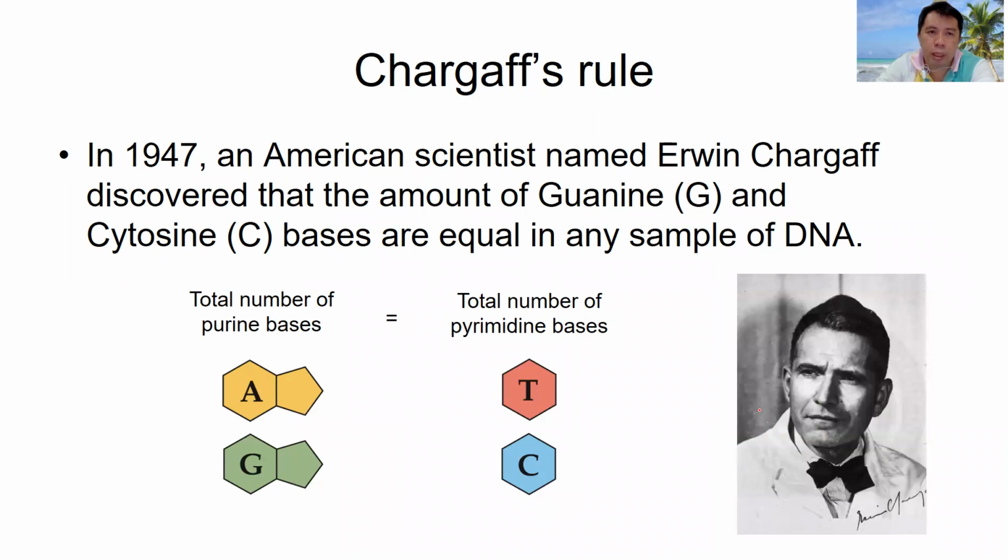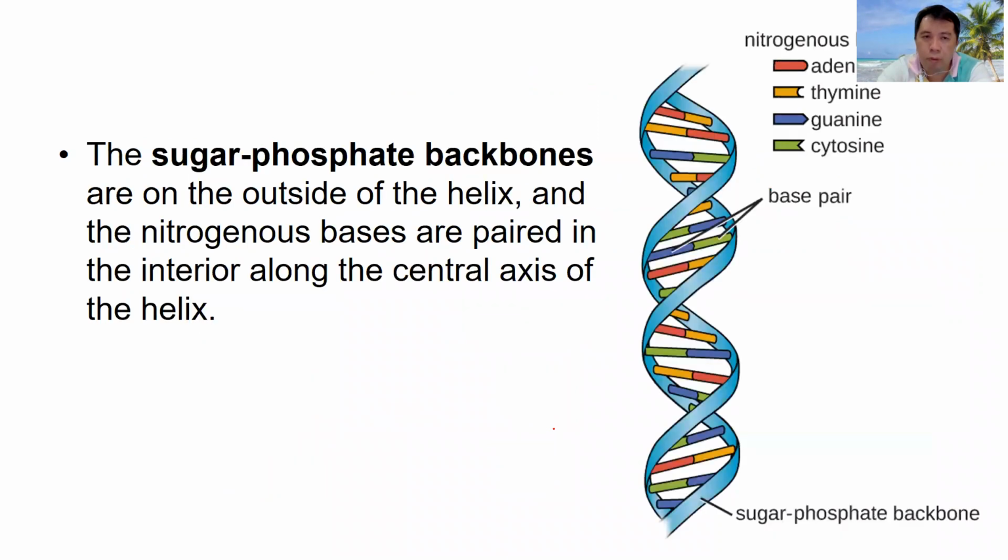And in 1947, an American scientist named Erwin Chargaff discovered that the amount of guanine and cytosine nitrogenous bases are equal in any sample of DNA. So from here, we can say that the adenine also has an equal number with the thymine, right? So based on these discoveries, Watson and Crick built the DNA structure model.